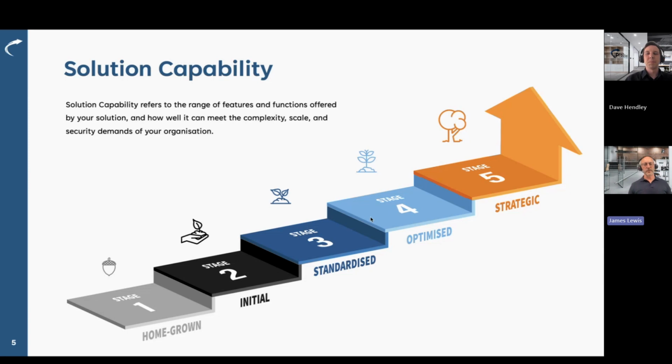And the next phase on is the optimized phase, and we see a lot of our customers moving between standard and optimized and up to strategic, given where we are in the market. But the optimized phase is where an organization really does understand that it's pretty critical to their organization. It's recognized as a part of the organizational operations.